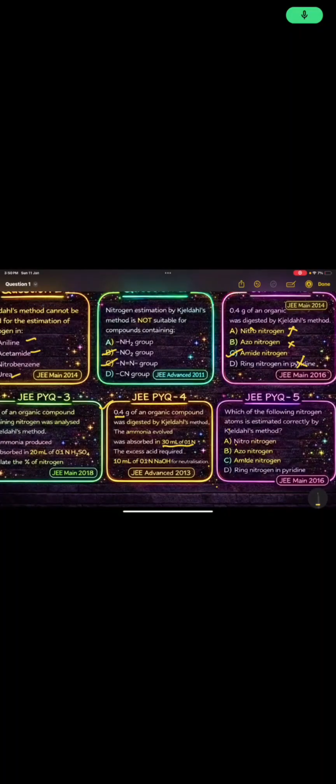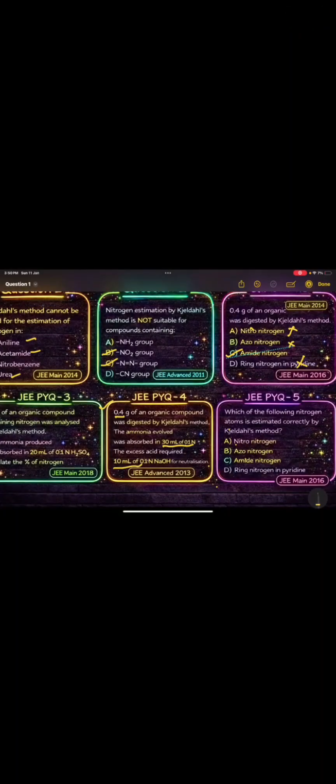So what we will get: percentage of nitrogen equals 20 into 0.1, where normality is 0.1, and 1.4 divided by 0.5. So you'll get 2.8 by 0.5, which is nothing but 28 by 5. So this is the answer: 5.6 percent. Next, with 0.4 grams, the same model, there will be no difference.